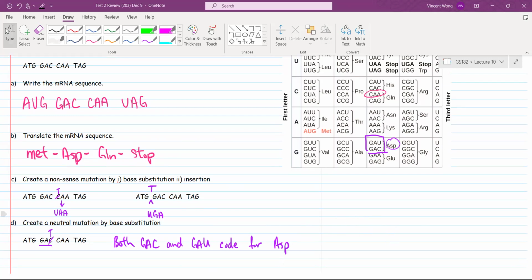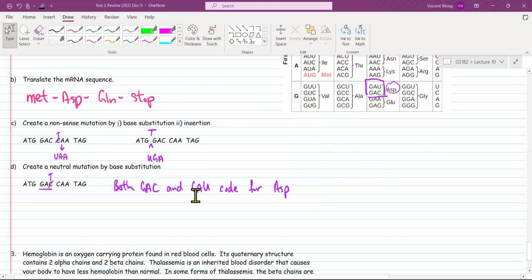You cannot have a neutral mutation with insertion or deletion because you create a frame shift, right? But with base substitution, it's okay.